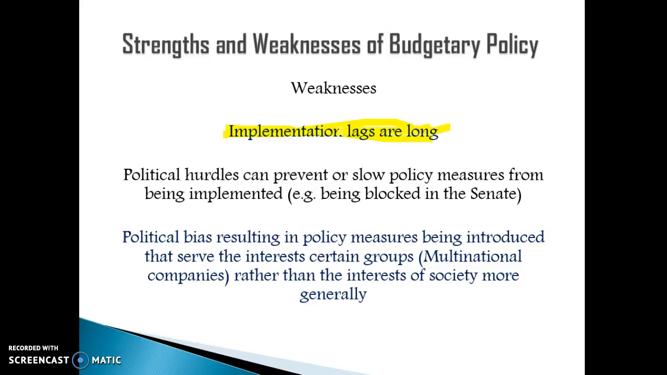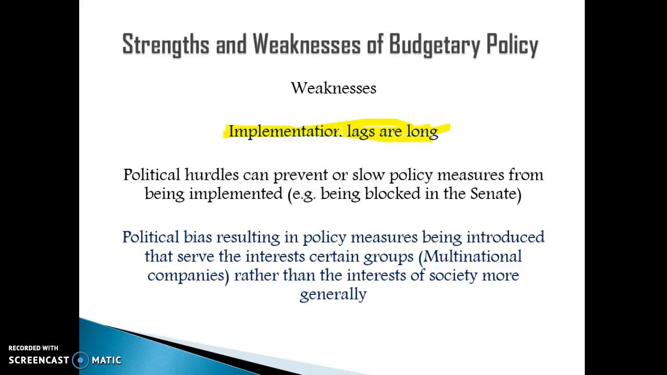That can take a long time to try and get things through as all the Liberals and different parties fight with each other to try and see whether they're going to implement these policies. So implementation lags are quite long, and political hurdles often prevent or slow policy measures from being implemented. They can be blocked in the Senate, and therefore they don't have the impact that they would like to.